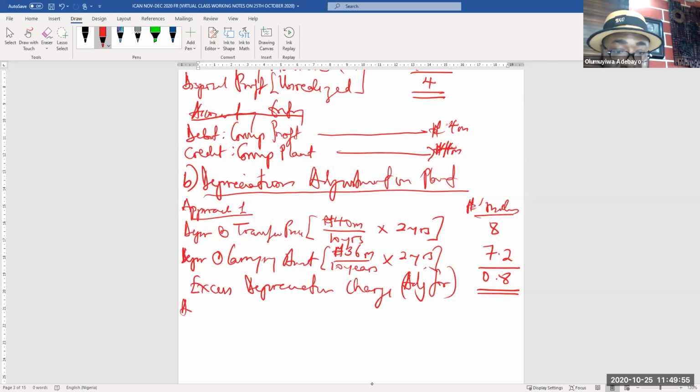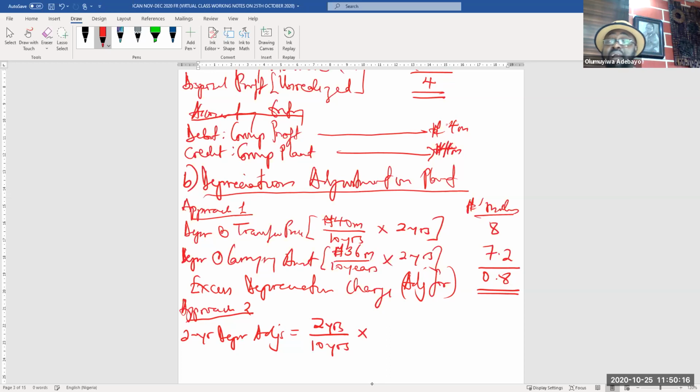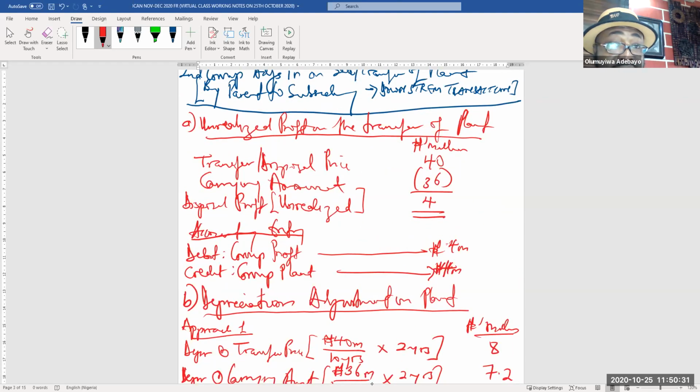Alternative way of doing this is approach 2. And this approach 2 only assumes that you use a straight line method, which says my 2-year depreciation adjustment is, remember, 2 years have gone out of 10 years, which means my adjustment will only be fractional part of the 10 years, which has passed. And the fractional part that has passed is 2 years. Now, the whole essence of this difference in depreciation is nothing other than the issue we had by transferring above the carrying amount, which is 4 million.